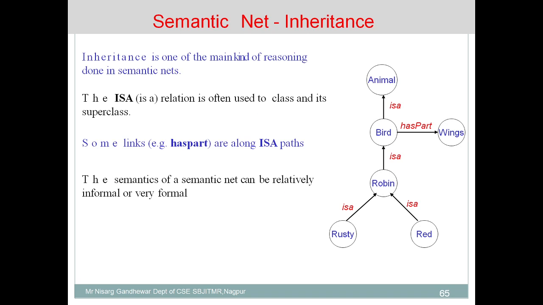Now, one more example we have, another kind of semantic network. We can read this in a bottom-up manner. We can say Rusty is a robin, Red is a robin, robin is a bird, bird has a wing, and bird is an animal. So in this way you can make use of this. This is a semantic network which makes use of the concept of inheritance. As we initially discussed, among the various approaches used for knowledge representation, one approach makes use of inheritance. Inheritance here can be represented with the help of the "is a kind of" relationship.